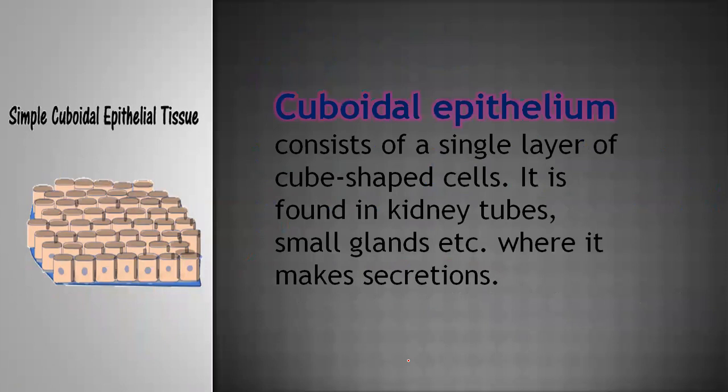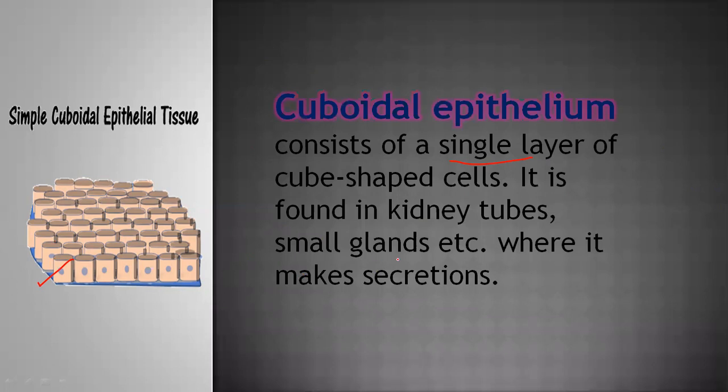Okay, the next one is cuboidal epithelium. In cuboidal epithelium, the cells have cube-like structures. First of all, the structure: it is a single layer, they are placed singly, not double or triple layers one above the other, but a single layer of cube-shaped cells, as you can see here. Where are they present? They are present in the kidney tubes and in small glands as well.